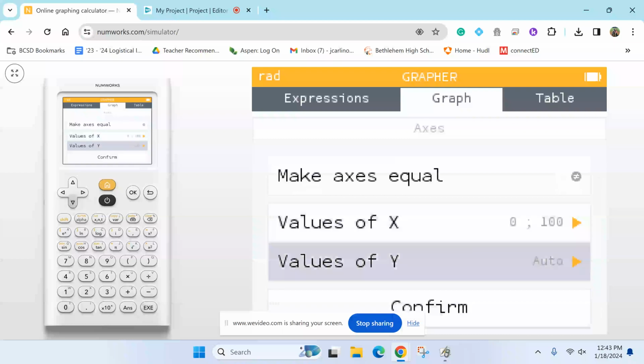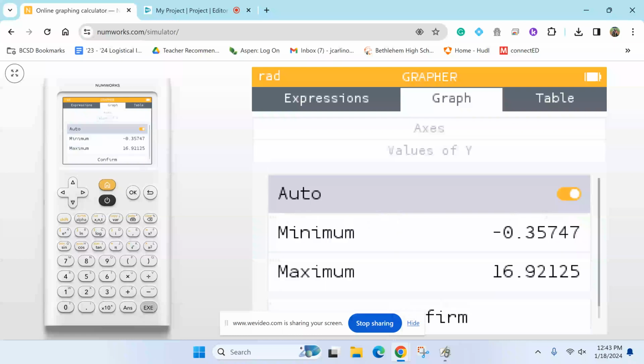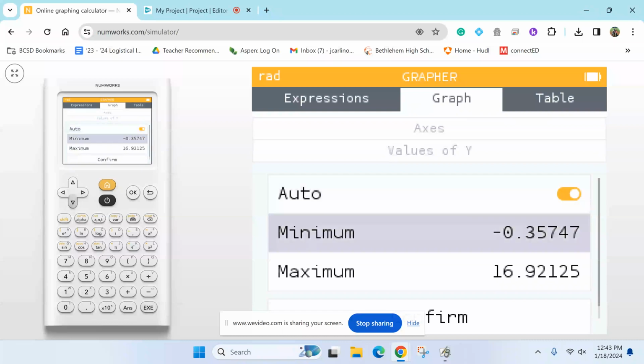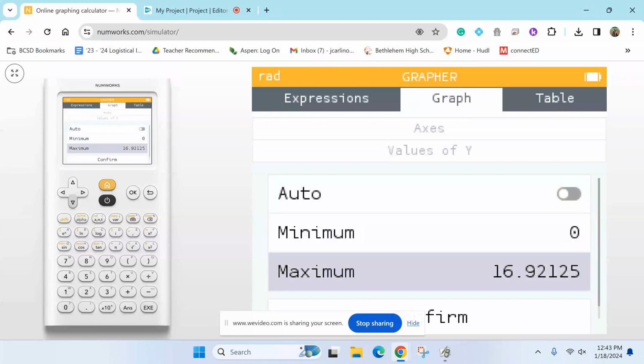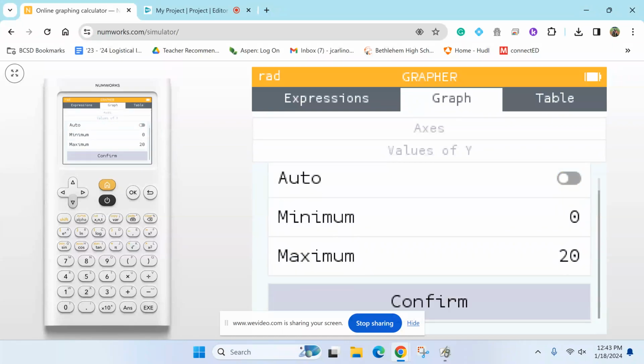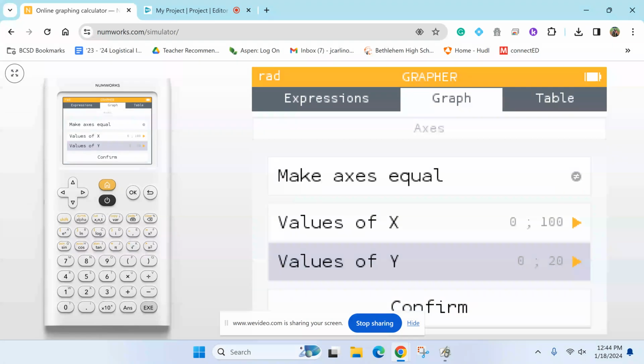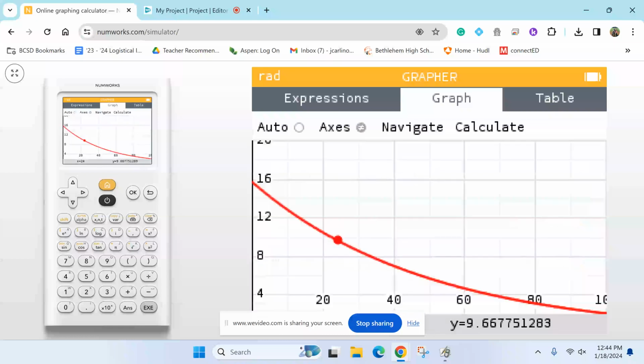All right, now we want to do the y-axis as well. So we go to the y-axis. And now on the y is what? 0 to 20. All right, 0 to 20, confirm. So it looks like on the x's, I'm going 0 to 100. On the y's, 0 to 20, confirm. And up should pop the screen you're looking at. All right. So our first graph should look something similar to that.